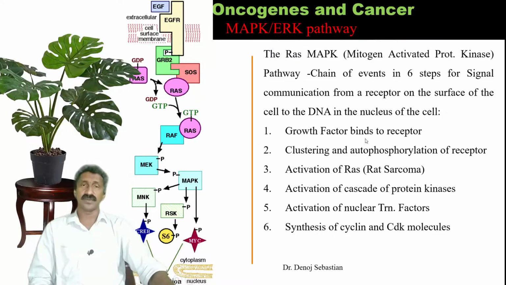The first one is a growth factor binds to the receptor. So this is the external growth factor and the growth factor receptor, which is present in the cell surface membrane. So this growth factor receptor will receive the external hormone or some growth factor, and that will be received and that will be conveyed to the cell. And then clustering and autophosphorylation of the receptor will occur. So clustering and phosphorylation of the receptor will occur.